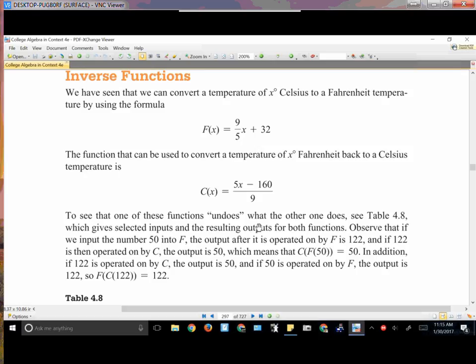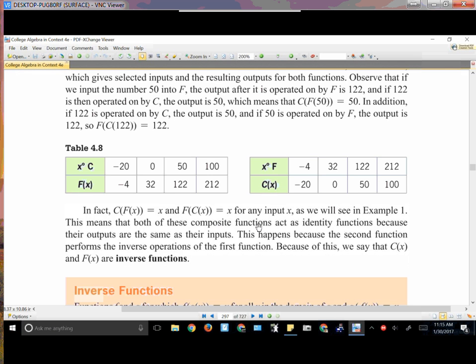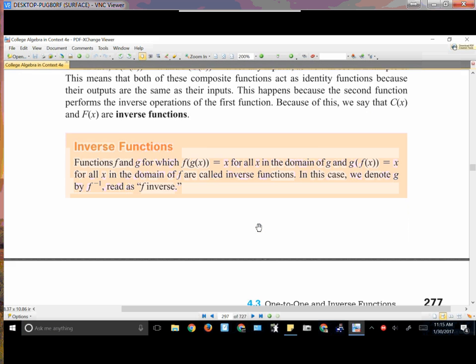Fahrenheit to Celsius. So an inverse function will change Celsius into Fahrenheit. That's all that is. All it is. Don't think of it any more complicated than that.